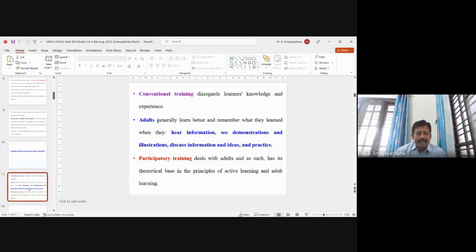Participatory training, here you can see. Apart from enabling adults to learn new knowledge, new skills, new behavior, they are also involved in sharing their experiences. And more importance is given to the principles of active learning and adult learning. Active learning mainly involves learning by doing, learning by observation, learning by participation, learning by interaction, field experiences, experiential learning.